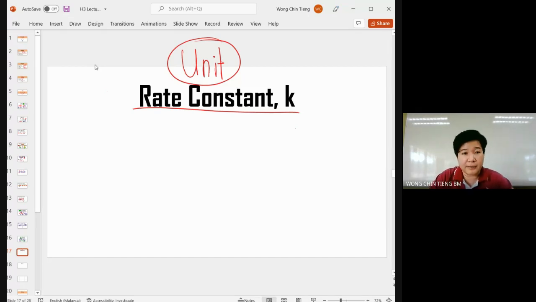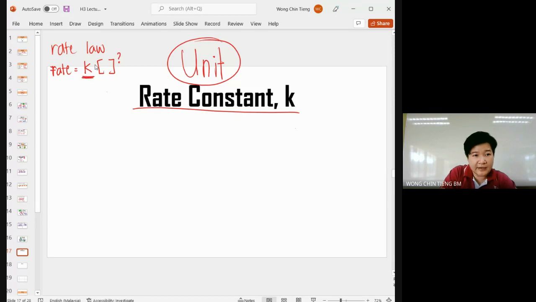Rate constant duduk kat mana? Ingat tak rate law tadi? Dalam rate law, kamu ada rate equals to K concentration to the power. So K ni adalah rate constant. And apa yang special pasal rate constant? Nama je constant, tapi value dia berbeza.